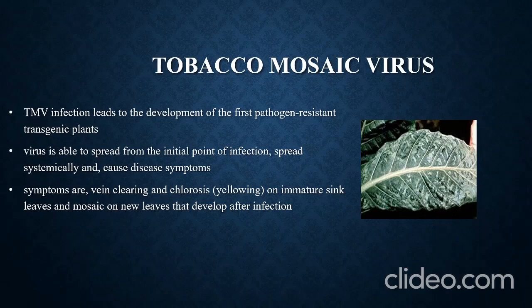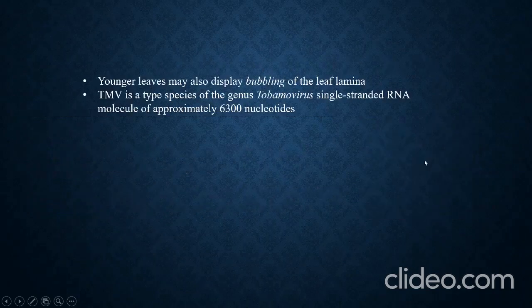Symptoms are vein clearing and chlorosis. Chlorosis means the absence of chlorophyll, which leads to the absence of green color, that means yellowing of the leaf. In immature leaves there is occurrence of a mosaic. Here we can see in this picture a mosaic symptom. Younger leaves may also display bubbling of the leaf lamina. TMV is a species of the genus Tobamovirus. It is a single-stranded RNA molecule of approximately 6,300 nucleotides.